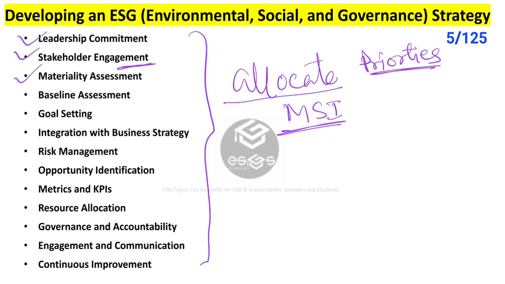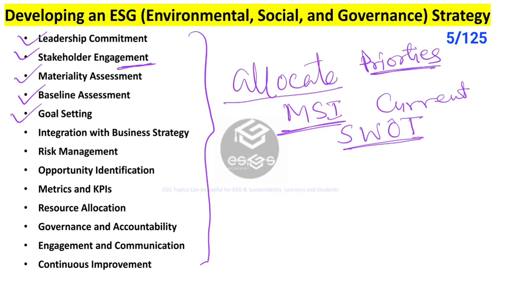In the next step of the baseline assessment, what we do here, we assess the organization's current situation, current ESG performance and practices across environmental social governance dimensions to identify strengths, weaknesses, opportunities, threats. So basically SWOT analysis and areas for improvement.